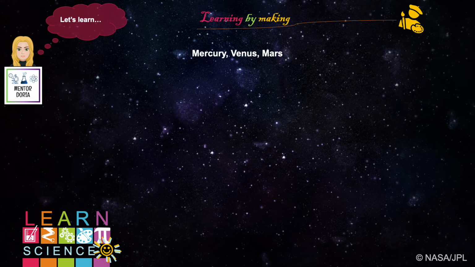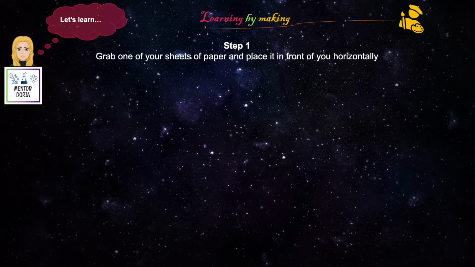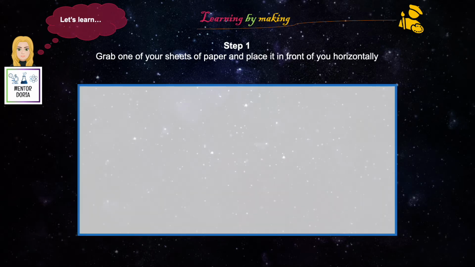The first planets that we are going to start to make are Mercury, Venus and Mars. The first step is to grab one of your pieces of paper and place it in front of you horizontally like this. This blue rectangle on the screen is what your piece of paper should look like. Feel free to pause this video during instructions so you have time to complete them fully.